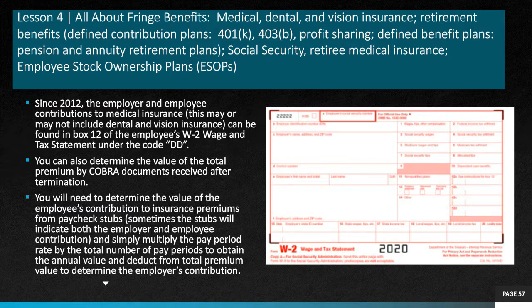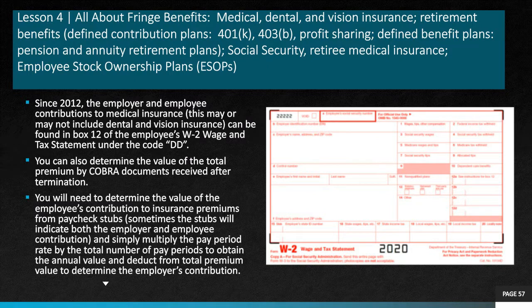So this picture right here is of a W-2. And you'll notice that we have all these little boxes, and we have some boxes that will give us some information about the value of this individual's fringe benefits. One of the fringe benefits that tends to be worth the most money is employer contributions to medical insurance. And if you have the plaintiff's pay stubs and you have the W-2s, you can figure out what the employer contribution is on your own.